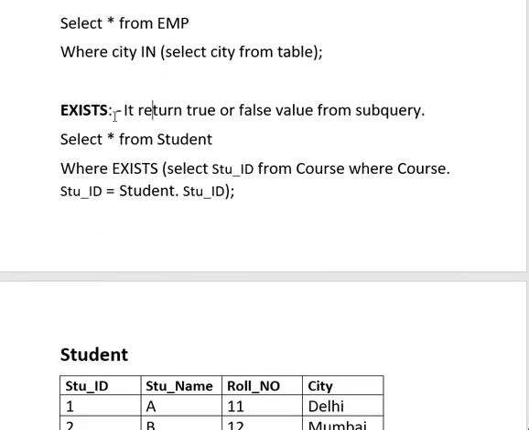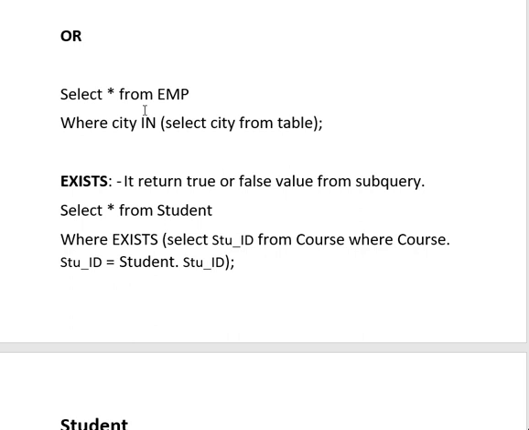And the EXISTS operator: whenever we use a correlated nested query, we always use the EXISTS operator. Basically the EXISTS operator returns a true or false value from the subquery like this: SELECT * FROM student WHERE EXISTS (SELECT student ID FROM course WHERE course.student ID = student.course ID). So actually in the IN operator, first the inner query executes and then the outer query executes. But in EXISTS, the outer query and inner query are correlated.